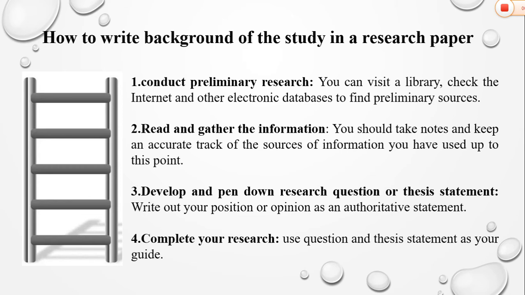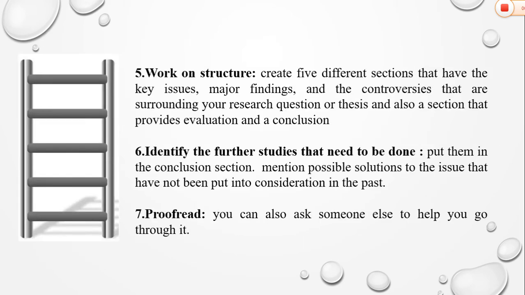The third step is to develop and pen down the research question or thesis statement. Write out your position or opinion as an authoritative statement. The fourth step is to complete your research. Use the question and thesis statement as your guide. The fifth step is to work on structure. Create 5 different sections that have the key issues, major findings, and the controversies that are surrounding your research question or thesis, and also a section that provides evaluation and a conclusion.